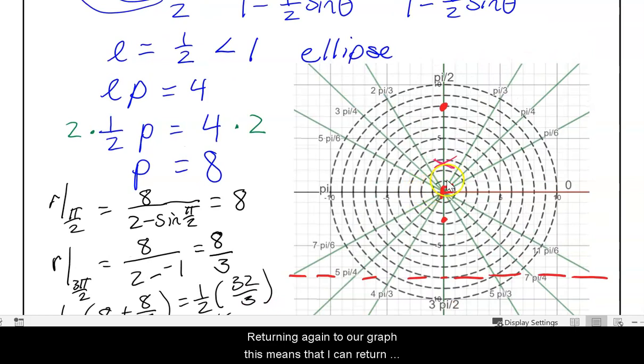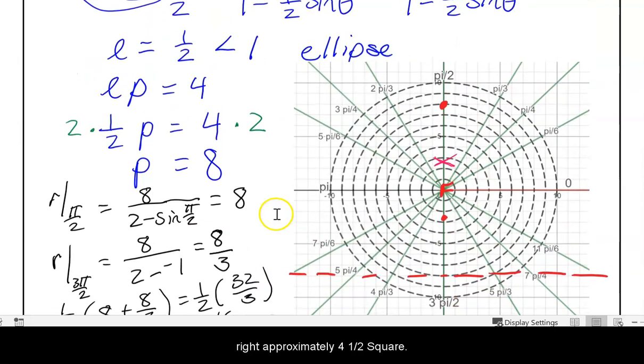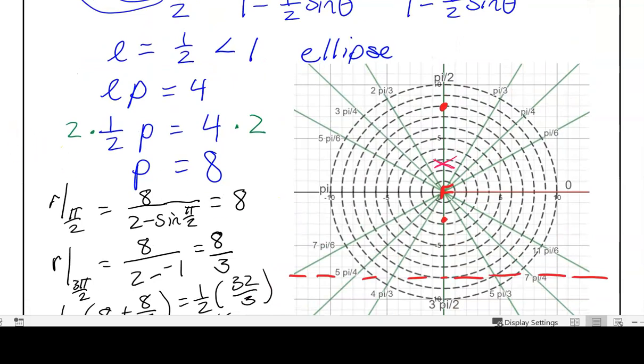Returning again to our graph, this means that I can return to the center here at 2 2/3 and move out left and right approximately 4.5 squares. That will put me right about here on the right, and let me mark it with red, and about here on the left, again marked in red. This then would become my ellipse. It's not a great picture, but then I'm not a great artist.